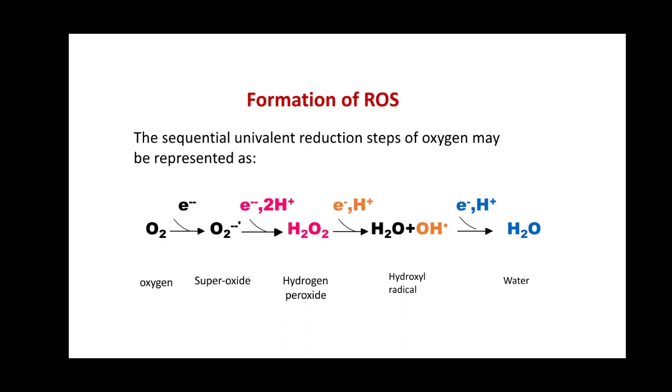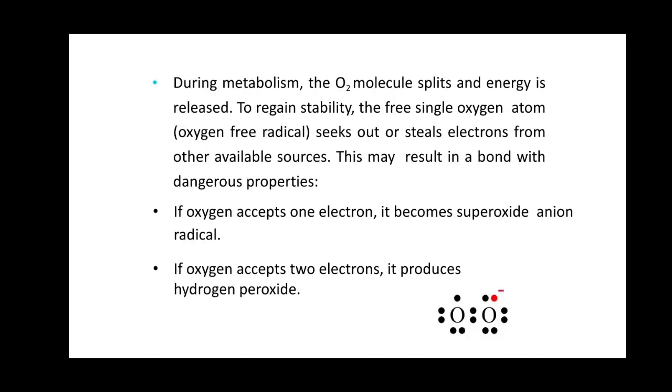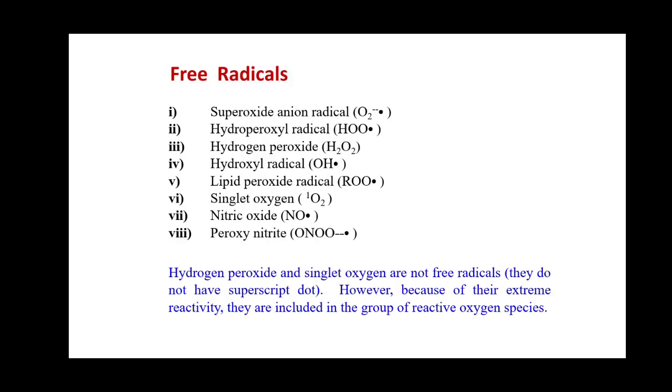The sequential equivalent reduction steps of oxygen may be represented as follows: when the oxygen undergoes reduction and forms a water molecule, there will be a formation of radicals such as superoxide, hydrogen peroxide, and hydroxyl radical. So if one oxygen accepts an electron, it becomes superoxide anion radical, whereas if it accepts two electrons, it produces hydrogen peroxide.